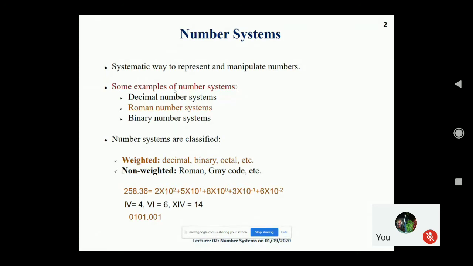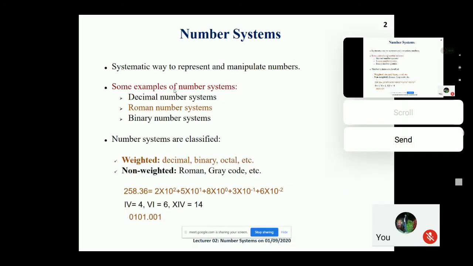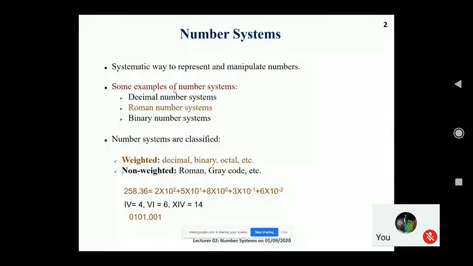Decimal number system means what? Can you tell me, anyone? What do you mean by decimal number system? Anyone? Sir, base 10. The value of base 10. Base 10.